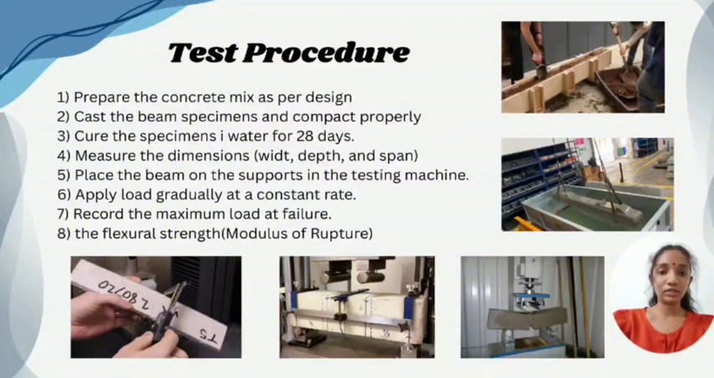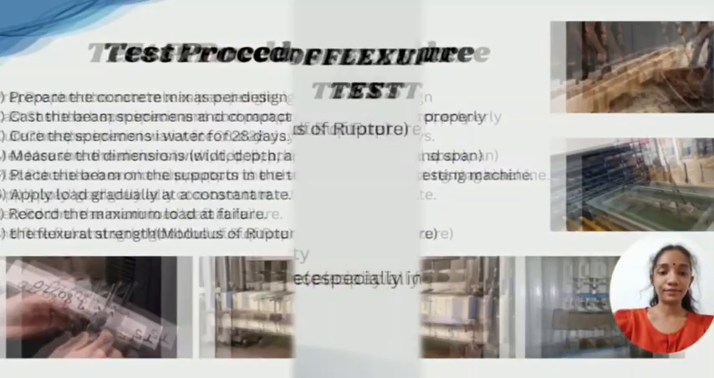The beam is then placed on the support rollers in the testing machine and the load is applied gradually until failure occurs. Finally, the maximum load is recorded and used to calculate the flexural strength, also known as the modulus of rupture.